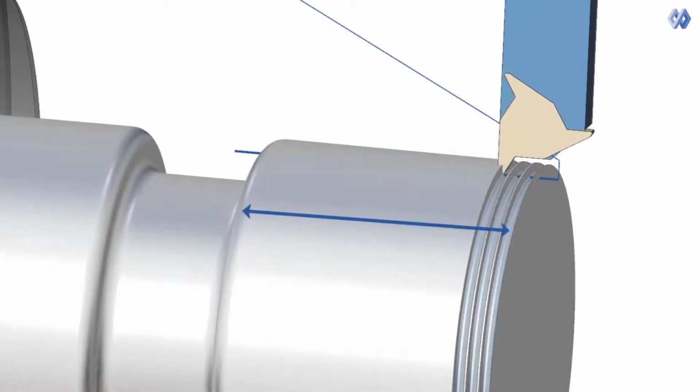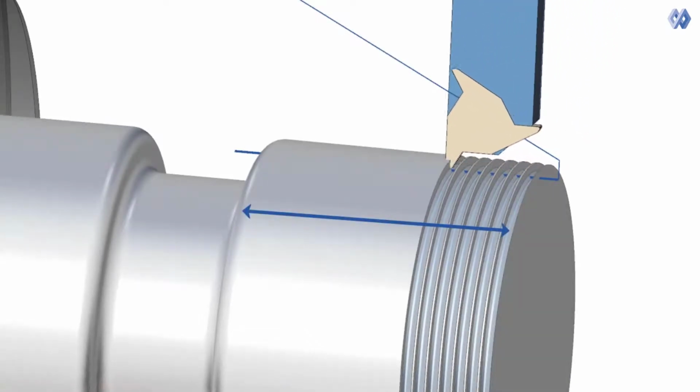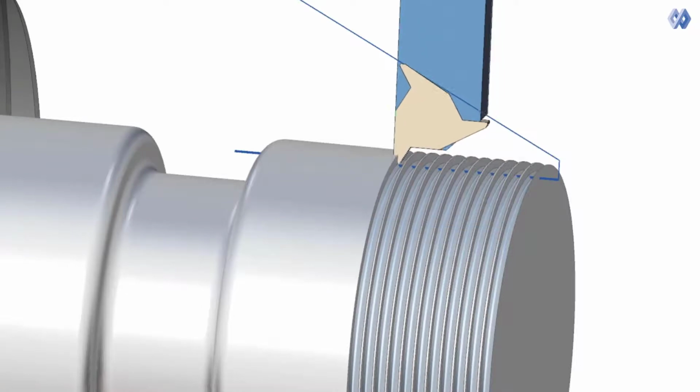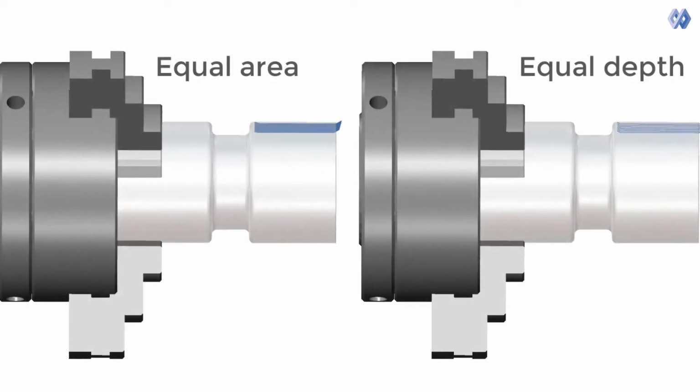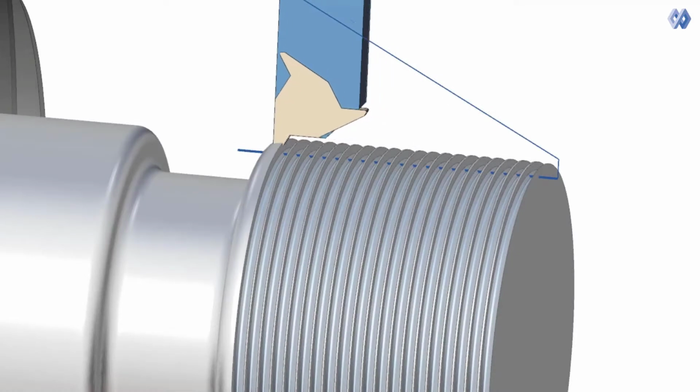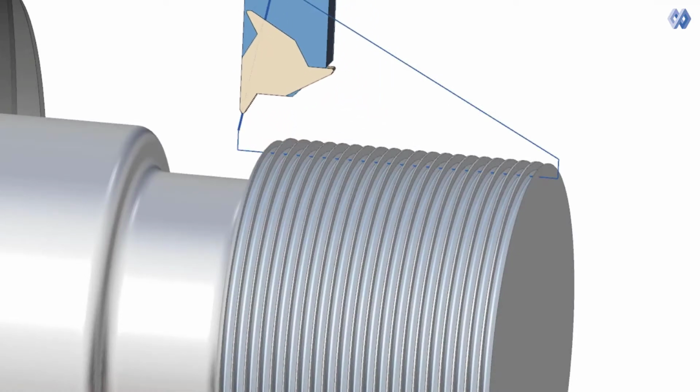The drive curve is defined by the start and end point of the threading process. You can choose either an inside or outside thread orientation. Depending on the cutting process, you can cut by equal area or by equal depth. Use the number of threads parameter to define single-start or multi-start threads.